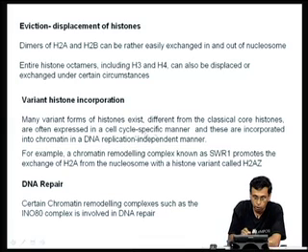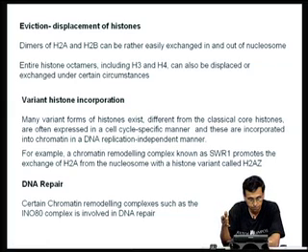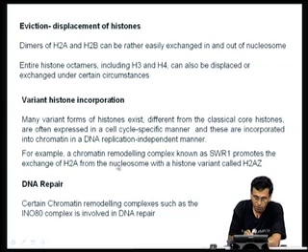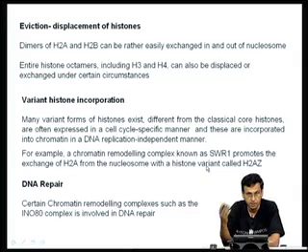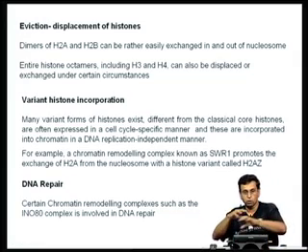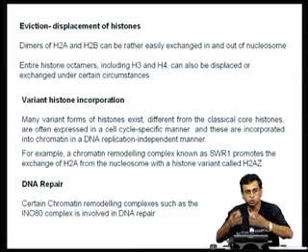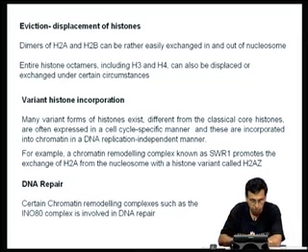So many of these histone variants actually exist, which are very different from the classical core histones, and they are often expressed in a cell type specific manner, and these variants of histones can be incorporated into chromatin in a DNA replication dependent manner. For example, a chromatin remodeling complex known as SWR1 promotes the exchange of H2A from a nucleosome with a histone variant called H2AZ. So it is not just shuffling around histones or moving around nucleosomes. The classical histones can be replaced by very specialized histones by certain chromatin remodeling complexes.